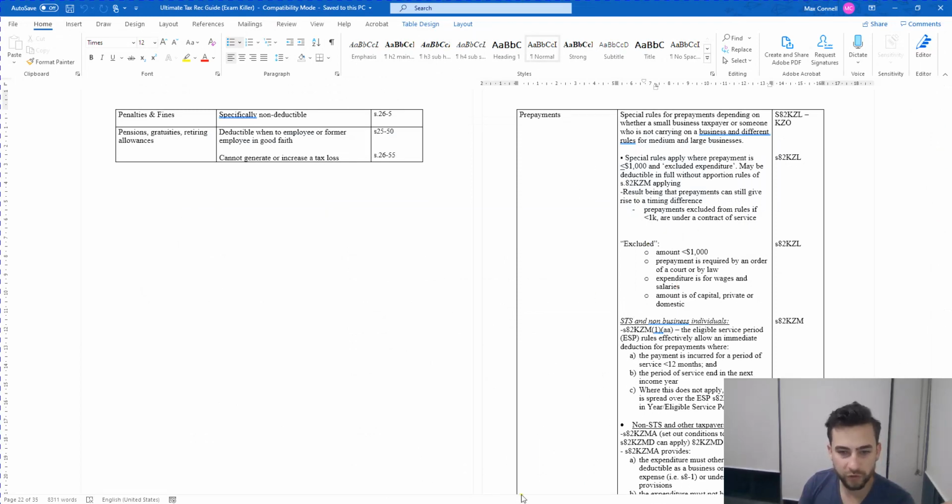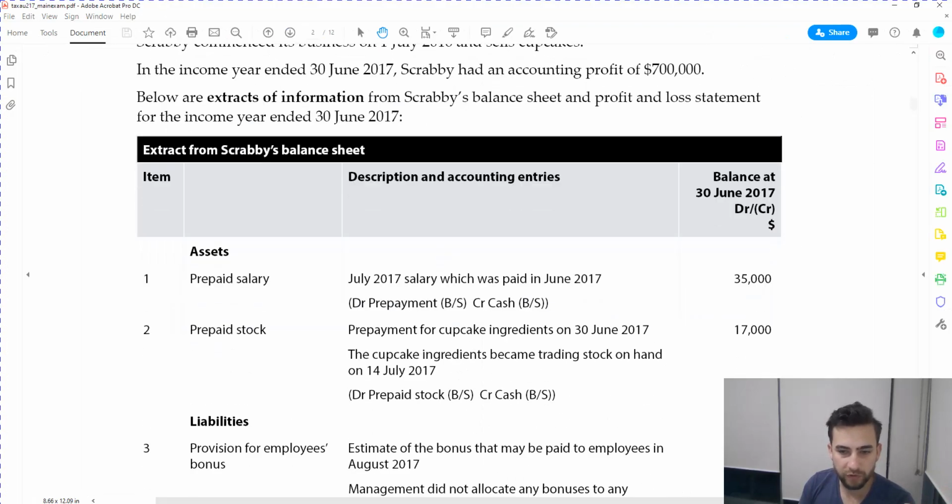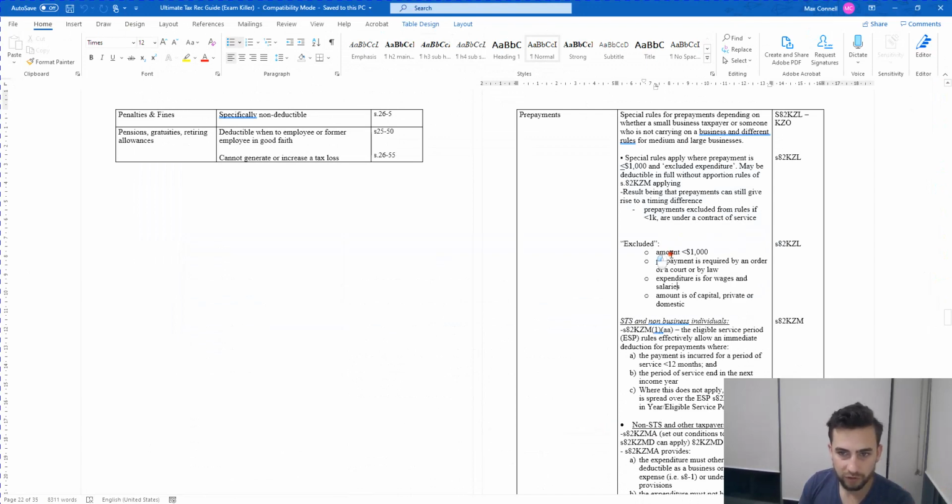And we know that they're not a small business because it's actually said in the question that they're not a small business. So let's keep that in mind. And they paid $17,000. So it's not less than $1,000. It's not required by an order or by law. It's not by expenditure for wages, and it's not an amount of capital, private or domestic.